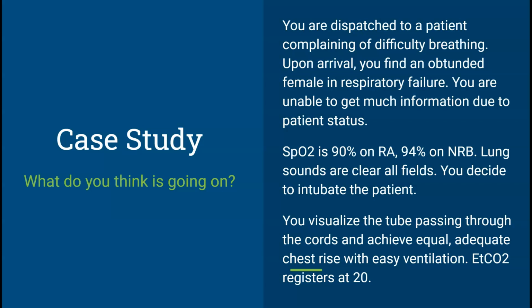Quick little case study for you guys. Dispatch to a patient complaining of difficulty breathing. Upon arrival, you find an obtunded female in respiratory failure. You're unable to get information due to patient status. SpO2 is 90% on room air, 94% on non-rebreather. Lung sounds are clear all fields, and you decide to intubate the patient. You visualize the tube passing through the cords and achieve equal, adequate chest rise with easy ventilation. Your end tidal registers at 20. Okay. Initial thoughts. What do you think is going on with this patient?